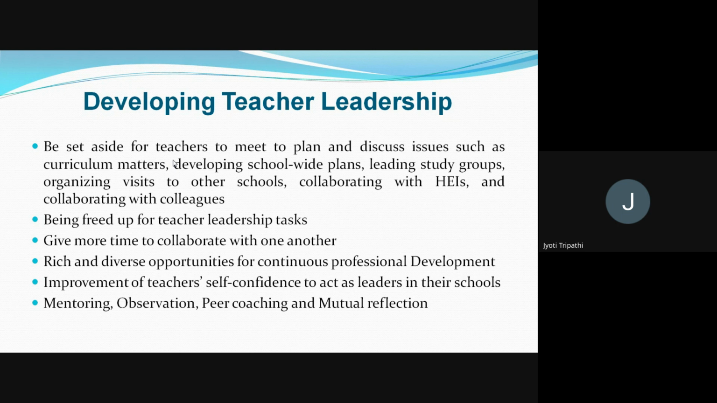Now, being freed up for teacher leadership tasks, they can also develop themselves as teacher leaders. This I find very interesting and I want to discuss with you all.